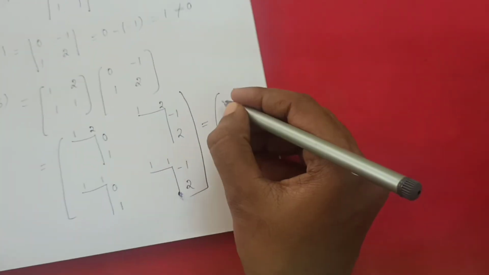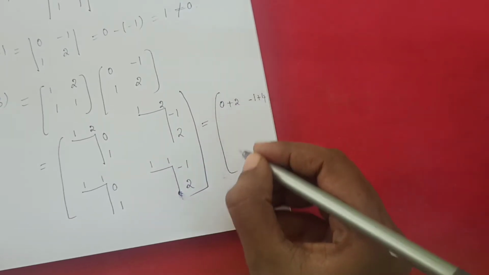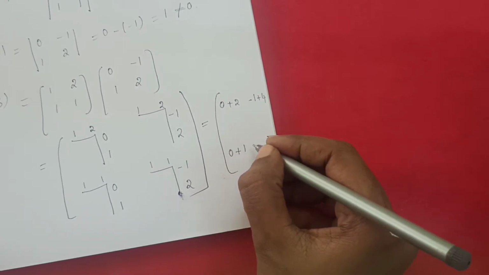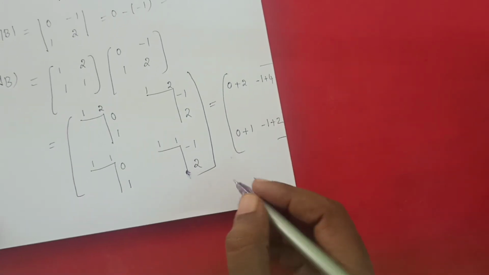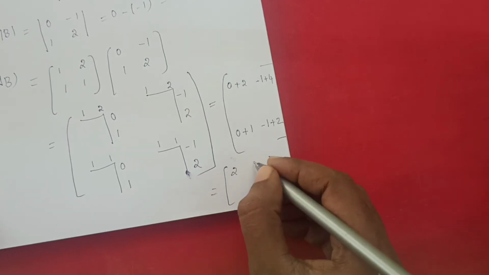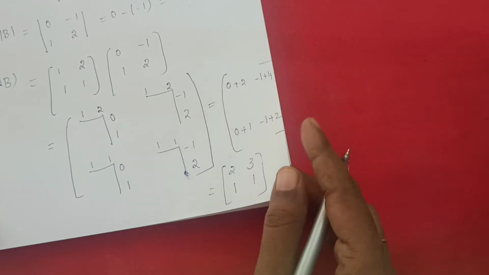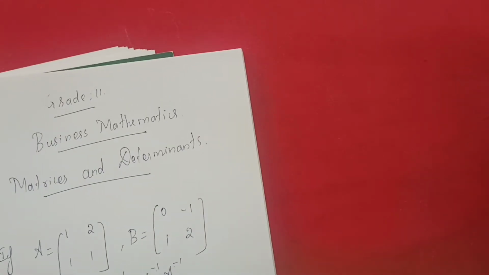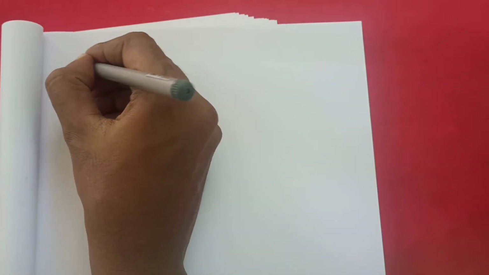1 into 0 is 0 plus 2, then minus 1 plus 4, then 0 plus 1, then minus 1 plus 2. So the answer will be [2, 3; 1, 1]. Now we have found AB also. We need to find (AB) inverse, so we need the value of the determinant of AB.